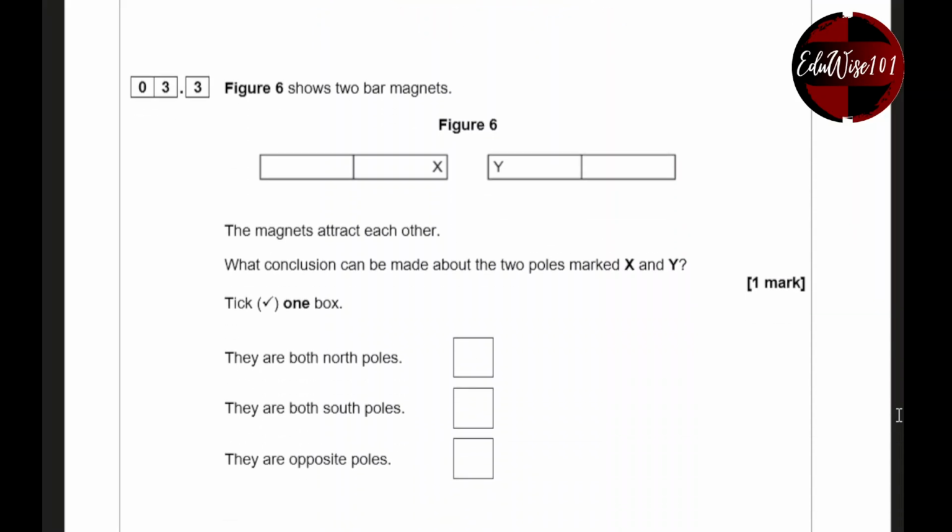Figure 6 shows 2 bar magnets. So you have 2 bar magnets, with poles X and Y. They haven't given you the poles. The magnets attract each other. What conclusion can be made about the 2 poles marked X and Y? They are both north poles? No. They are both south poles? No. They are opposite poles? Yes. If they are like poles, like North Pole and North Pole, these 2 will repel, not attract.